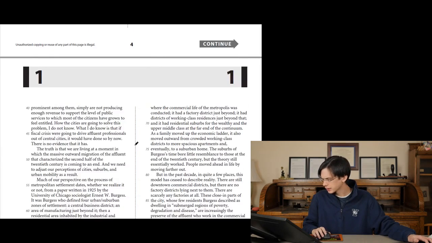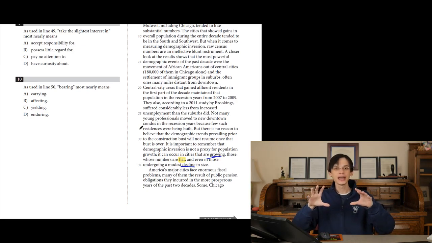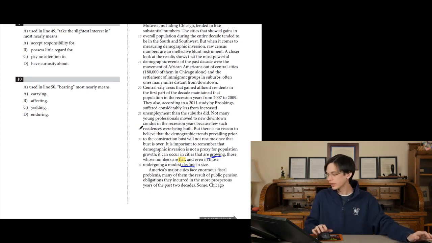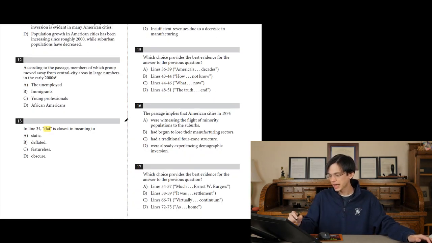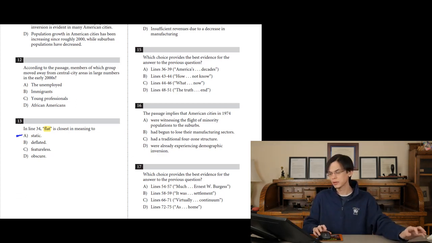Static: cities that are growing, those whose numbers are static. Static means when something is static, it stays put. So I like that, maybe. Static, I feel like, could also mean physical in that case. It could also be metaphoric, just describing a certain situation. A static situation is unchanging, maybe.